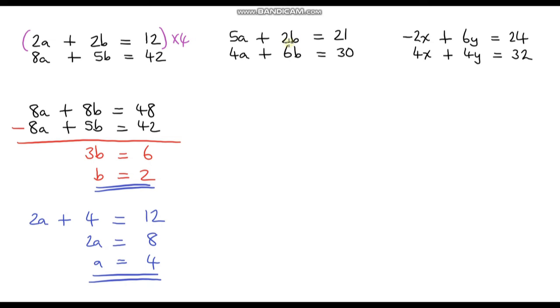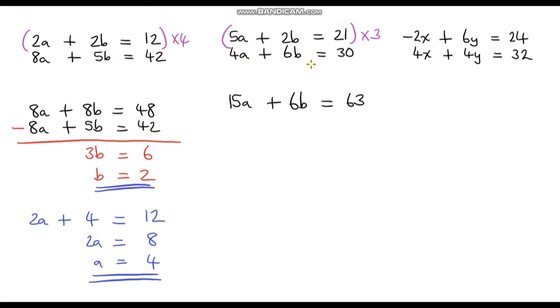Now into question 2, I'm going to make the b's the same. And the reason I'm making the b's the same this time instead of the a's is because all I need to do is multiply this top equation by 3, and that will also give me 6b. So if we multiply the top equation by 3, I'm left with 15a plus 6b, and that equals 21 times 3, which is 63.